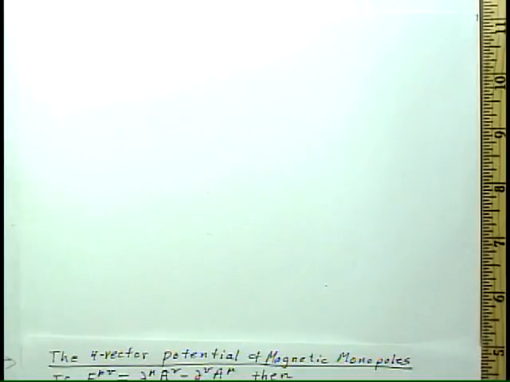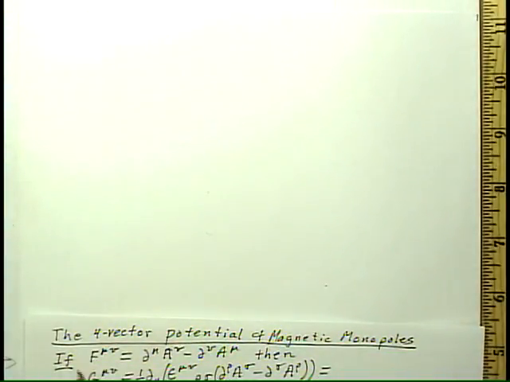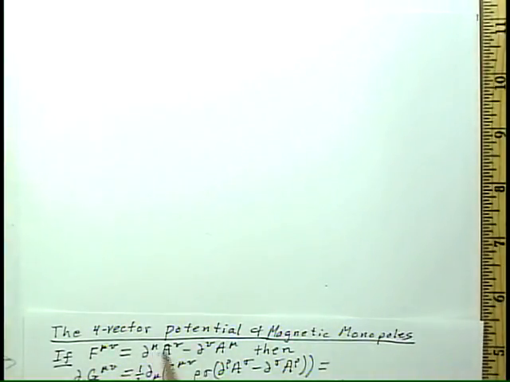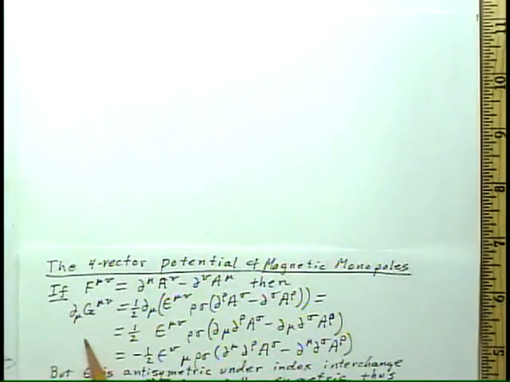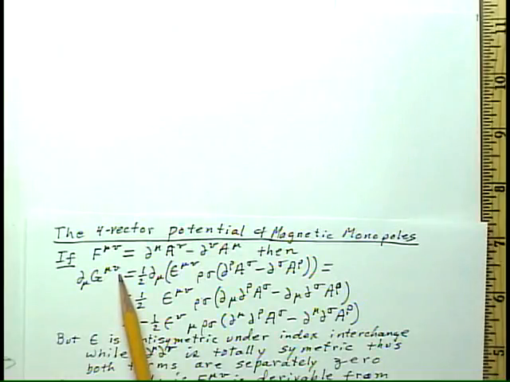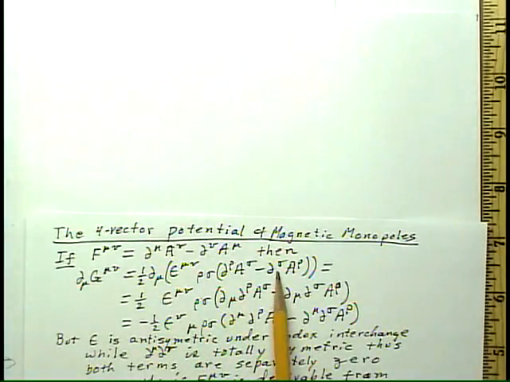I want to assume now that we have a 4-vector potential. If we have a 4-vector potential, then we find that F mu nu is by definition partial mu of A nu minus partial nu of A mu. If that's true, then we can find out what the derivative partial mu of G mu nu is. And we can write it immediately in this form, because G mu nu can be written as the totally antisymmetric tensor times F mu nu, which we write here.